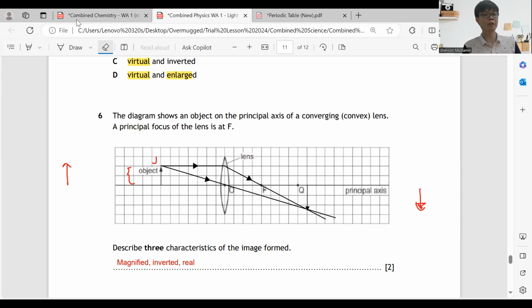How do I tell what? Sorry? It's inverted. Yeah, inverted means turned upside down. Okay. Yeah, so your object, your arrowhead is at first pointing up like this, but if you look at the image over here, it's pointing down like this. It rotated. That's why we call it inverted. Yeah, okay.